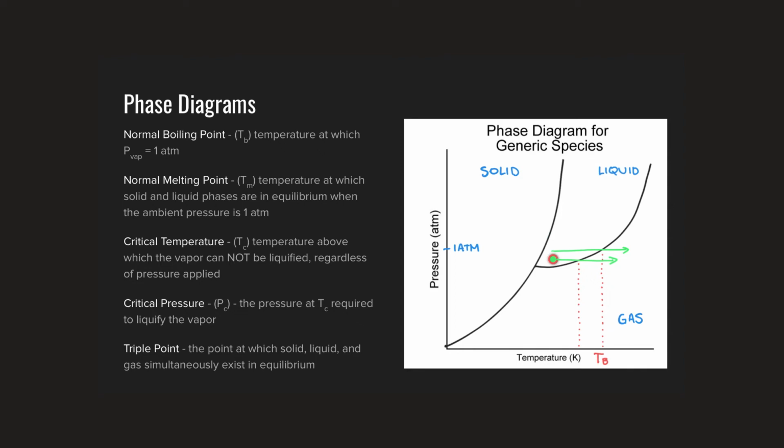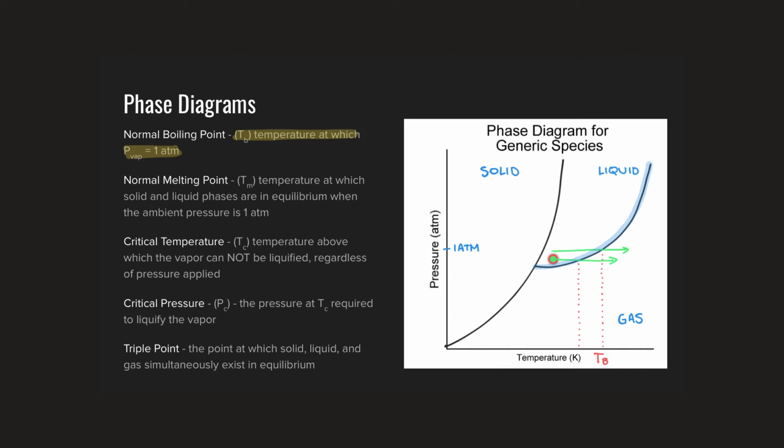So we recognize again that the boiling point really isn't one specific point. We call the normal boiling point the boiling point at 1 atmosphere, but really every point along this line that separates the liquid phase from the gas phase is a boiling point of the substance at a particular pressure.